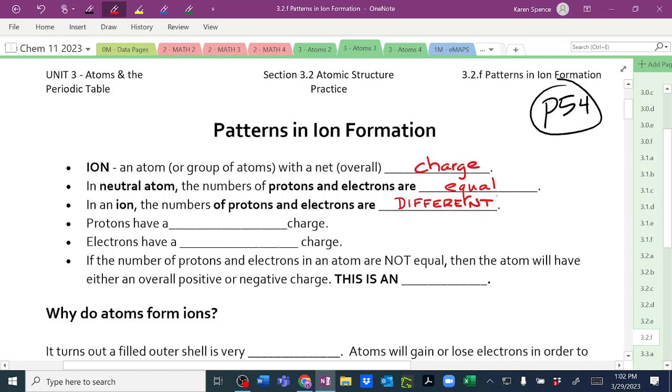Protons have a what kind of charge? Positive. Electrons have a negative charge. If the number of protons and electrons in an atom are not equal, then the atom will either have an overall positive or negative charge. This is called an ion.